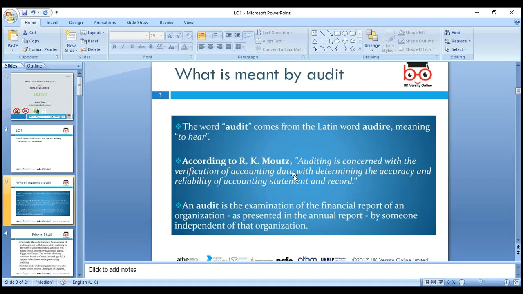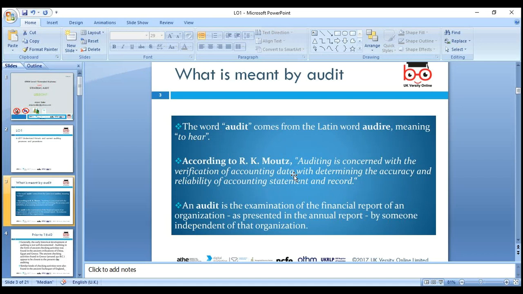An audit is the examination of the financial report of an organization, as presented in annual reports, by someone independent of the organization. So if you set up an audit department within our organization, it needs to be an independent department. They do the audit and they can report to the CEO of the company, or to the compliance committee, where we have various stakeholders involved. So that's what we need to go through.